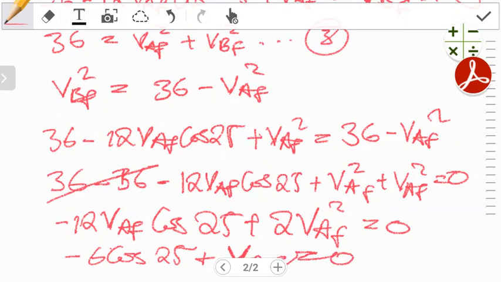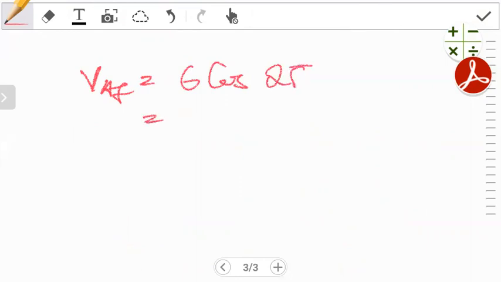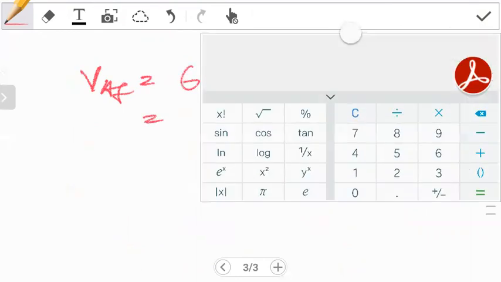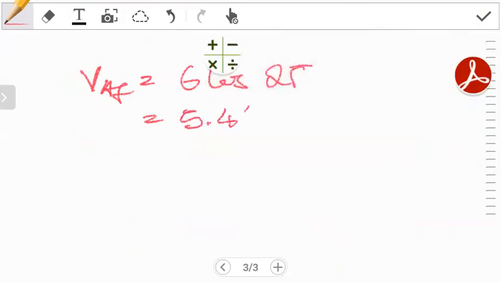So from here, we notice that when this term goes the other side, VA final becomes just 6 cos 25. So we're concluding that VA final is equals to 6 cos 25. And then if we evaluate this, 6 cos 25, we get 5.44. So we're getting 5.44 meters per second as the final velocity for VA.